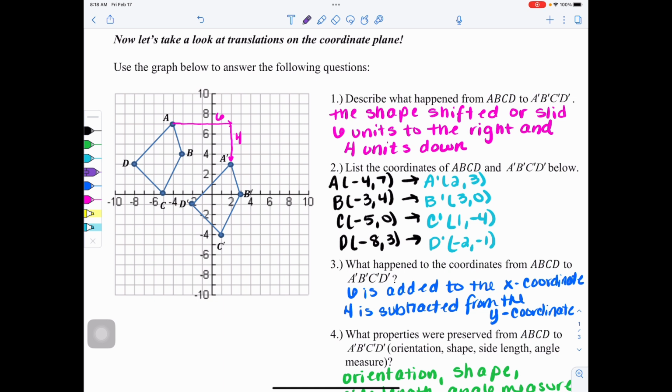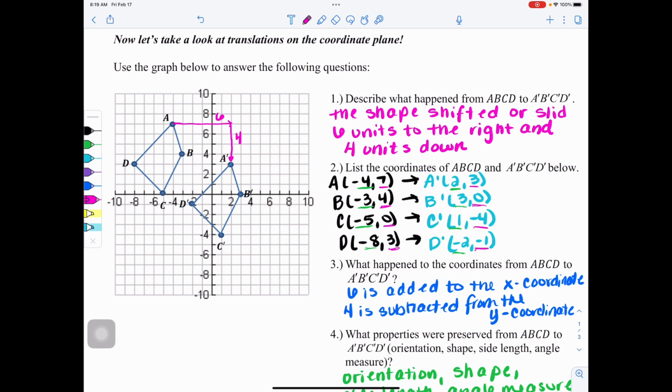Now this one, the rule does not pop out as nicely as it does in some of our other transformations, but there still is something special going on. If I take a look at the X value here, negative 4 became 2, that went up 6. Negative 3 became 3, that went up 6. Negative 5 became 1. Negative 8 became negative 2. So for all of those, you add 6 to X. So I put in number 3, 6 is added to the X coordinate. Then if I take a look at the Y's, 7 became 3, that's taking away 4. 4 became 0, that's taking away 4. 0 take away 4 is negative 4, 3 take away 4 is negative 1. So I subtracted 4 from the Y coordinate.